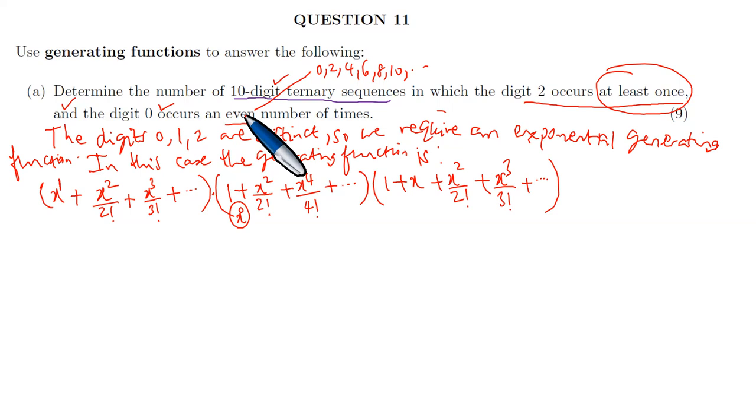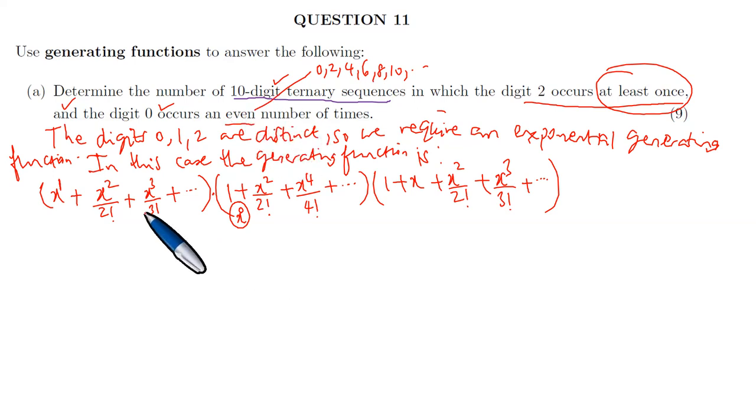There's something I want to mention. There are certain things we call types when we're dealing with generating functions. The types of things.